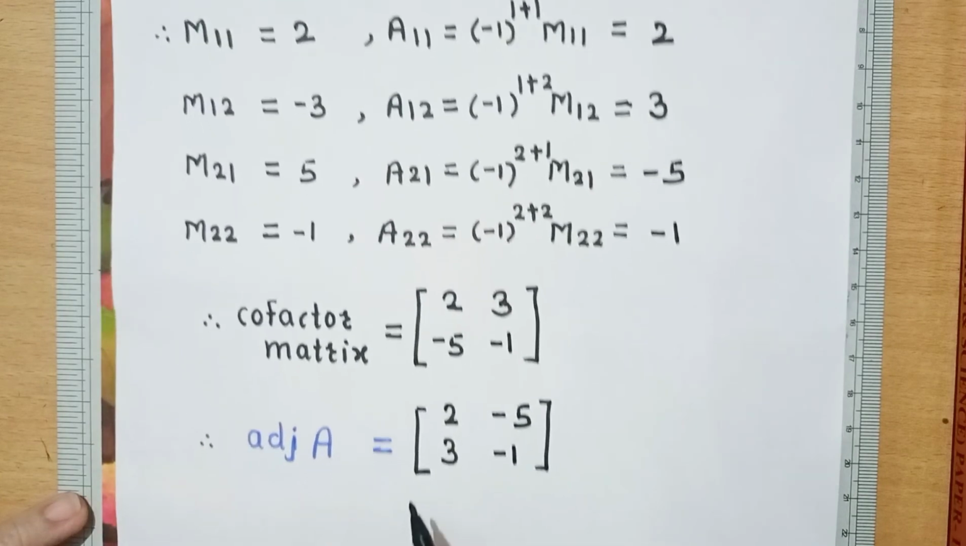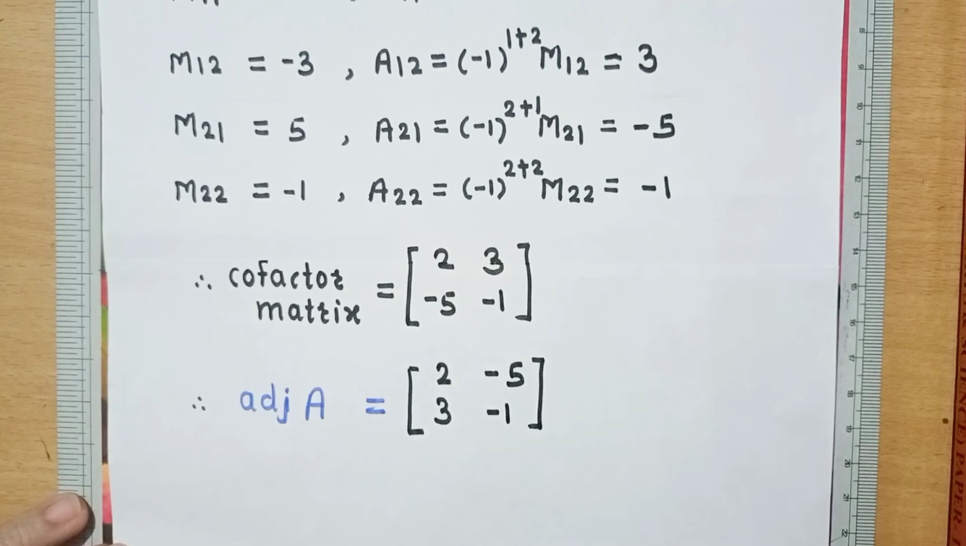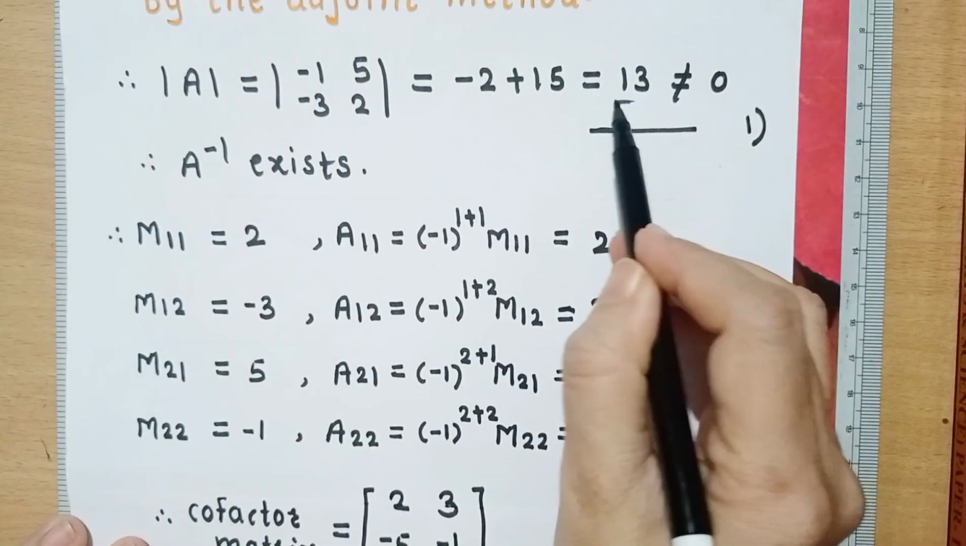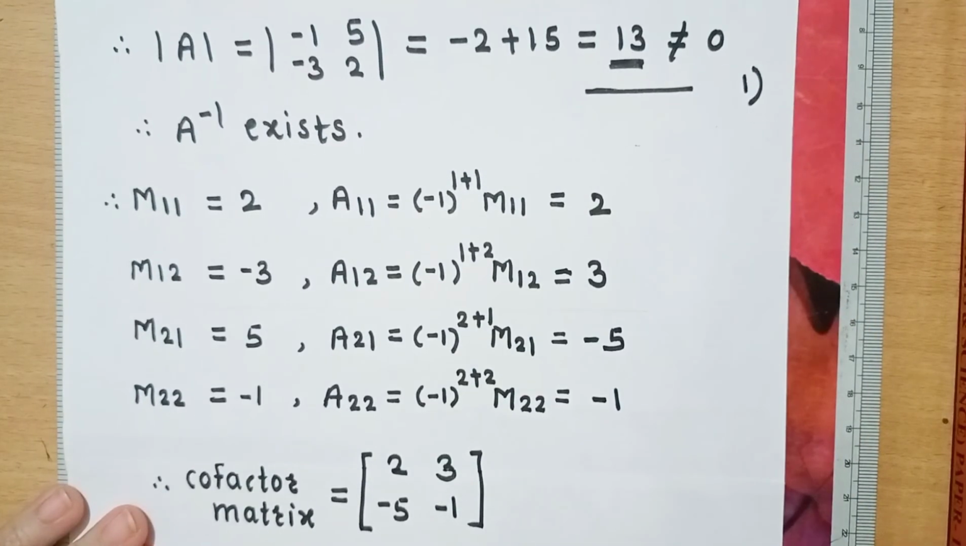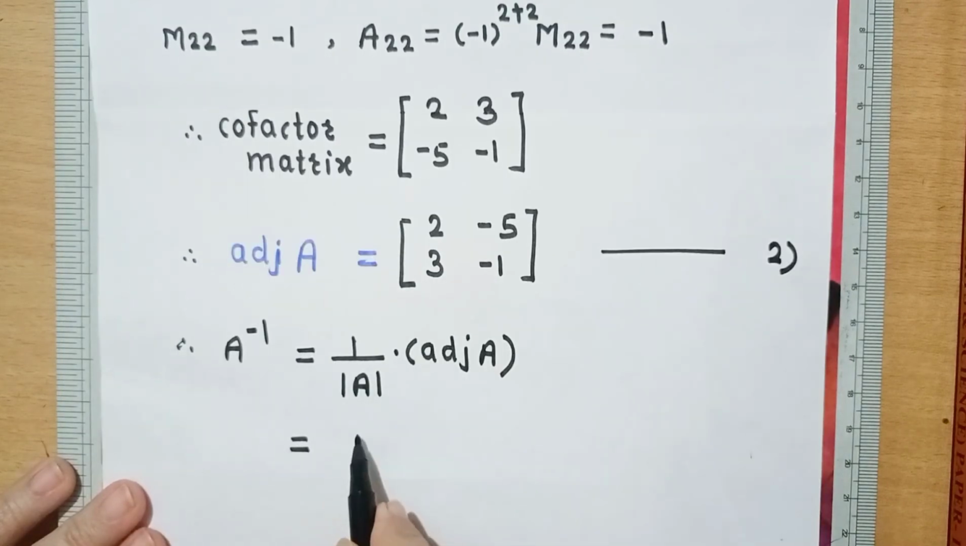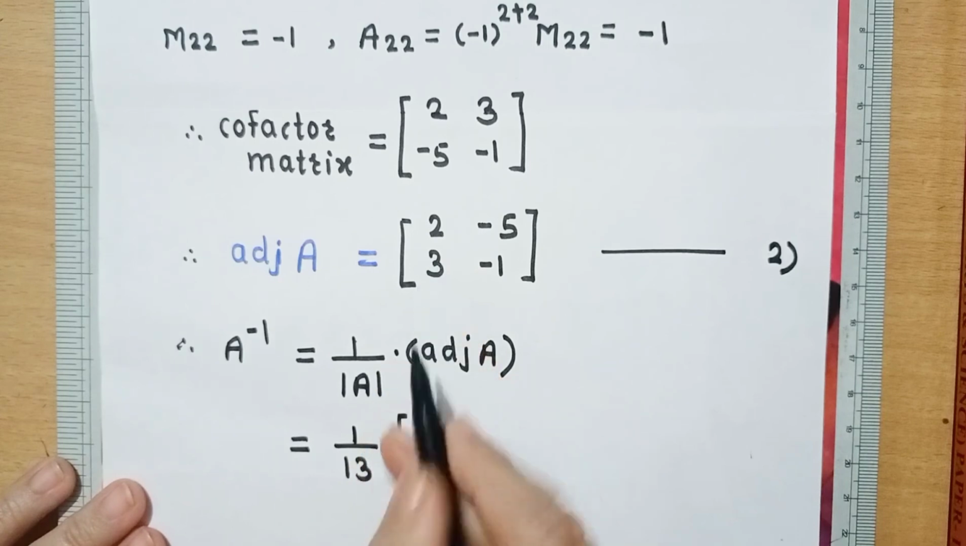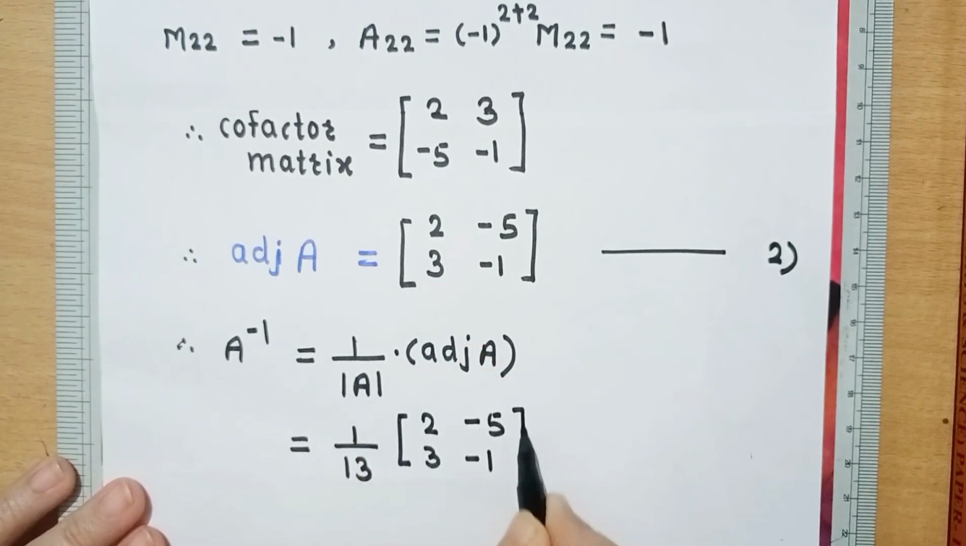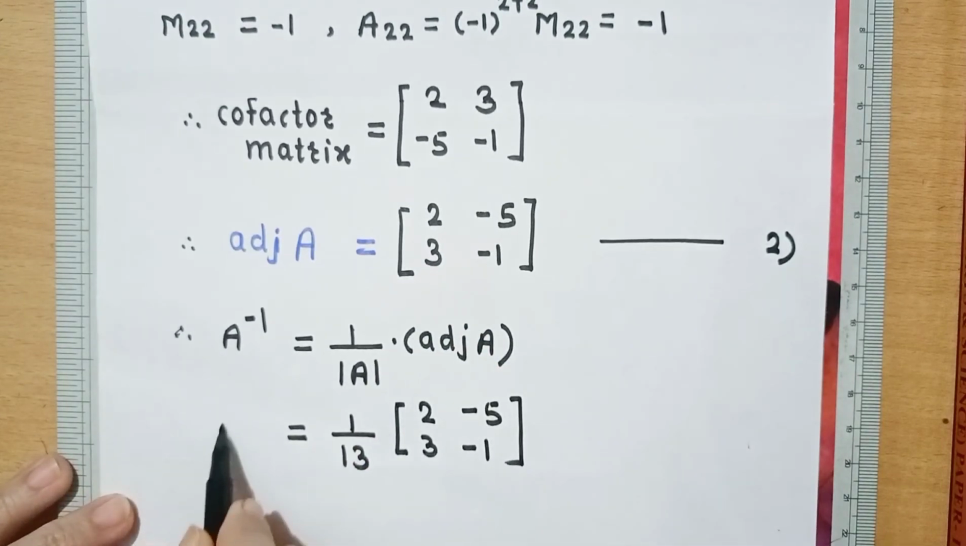Now we will write the formula for A inverse. The determinant of A is 13. So substitute here: 1 upon 13 and write down this adjoint of A. In the same way, you can find the A inverse of a 3 by 3 matrix also.